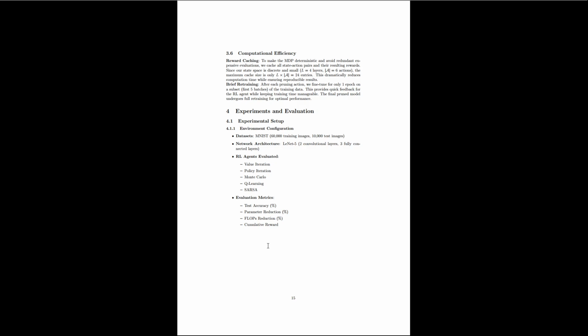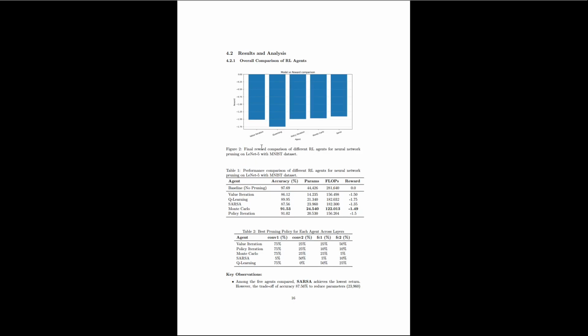For the experiment and evaluation, we will use the MNIST dataset and LeNet-5. This is the overall result. SARSA seems to have the lowest reward. Next and highest is Q-learning.